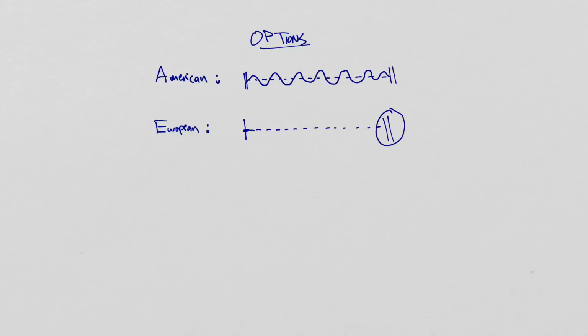And as a consequence, the prices of American options and European options tend to be different because this can be a valuable consideration. We'll see why in more technical detail later on.